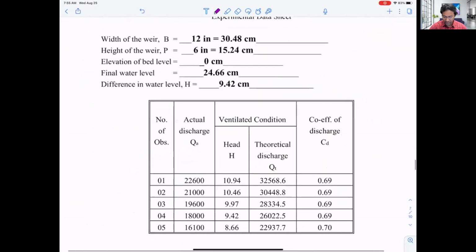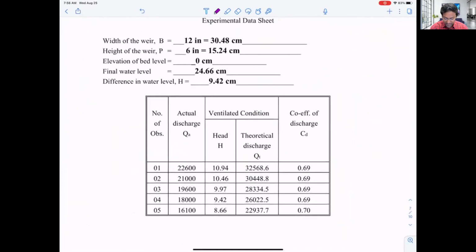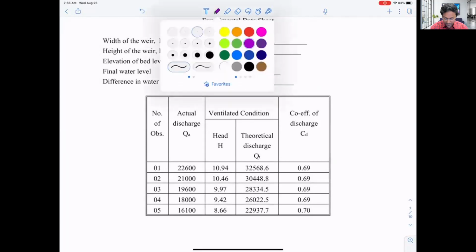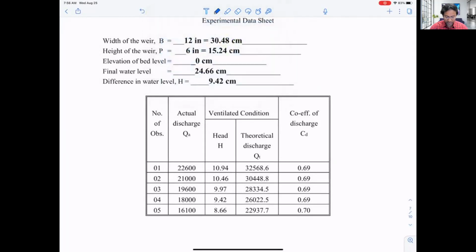So let me quickly go to that data set as before. See, as before, we have what we have to measure. We have to measure the width of the weir, or the width of the channel. It is the same since it is not contracted. So it is 12 inch, meaning I converted it to centimeter. It is 30.48 centimeter, right? If you see one scale, that is 1 foot, and we have 30.48 centimeter. And the height p is 6 inch, that means 15.24 centimeter. These are the measurements, that's why it's in bold.